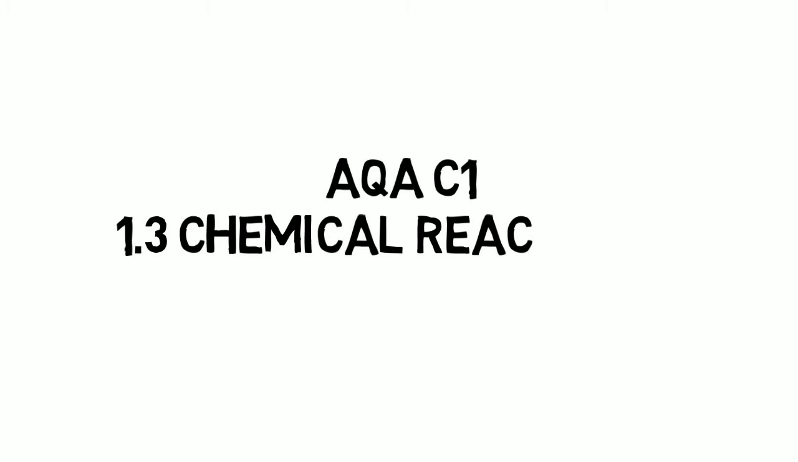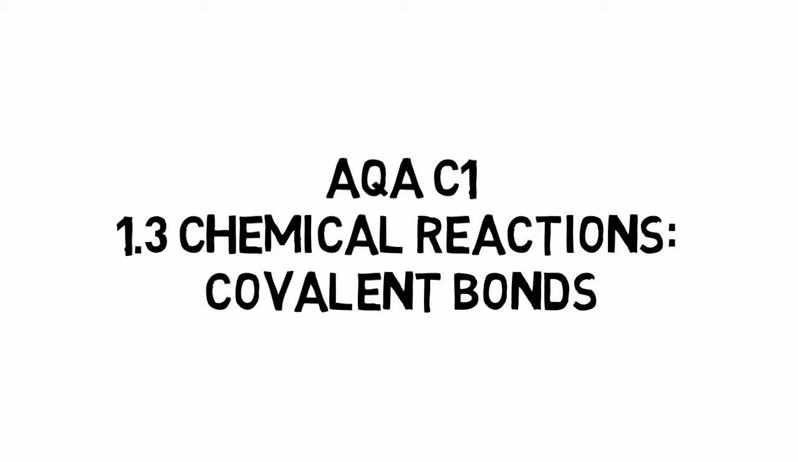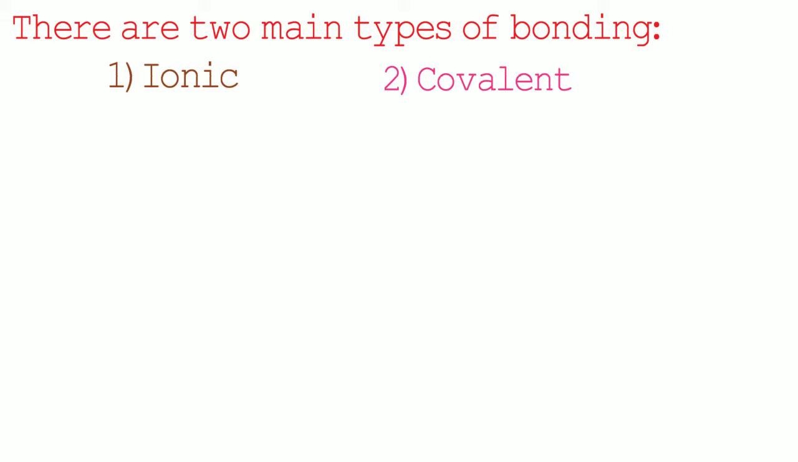Hi, this video follows on from the previous video which looked at chemical reactions. We will be looking at covalent bonds. Atoms can react with each other to form compounds. When atoms react, they form chemical bonds, and there are two main types of bonding: ionic bonding and covalent bonding.